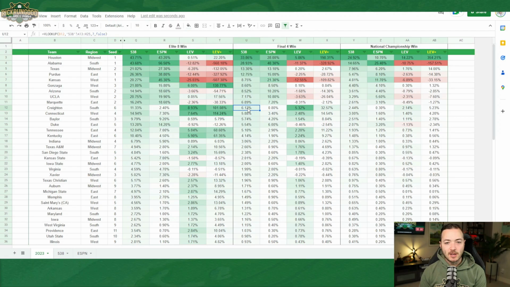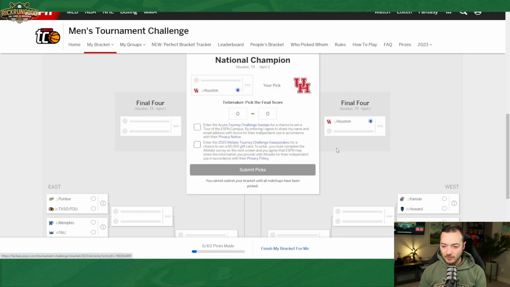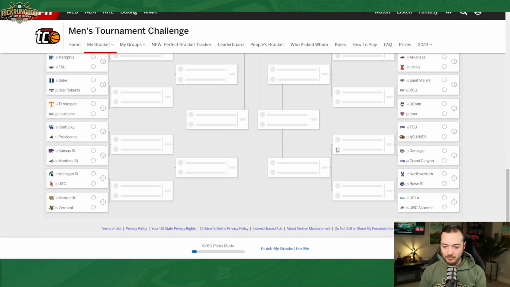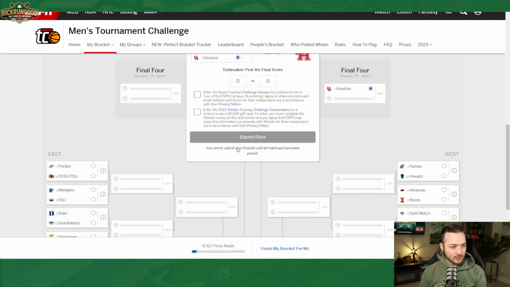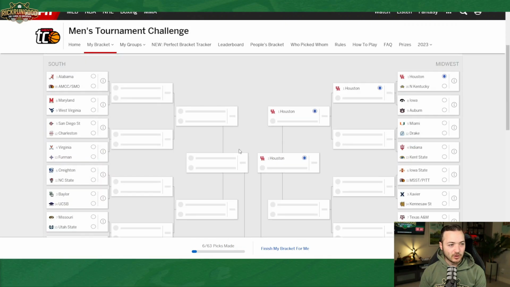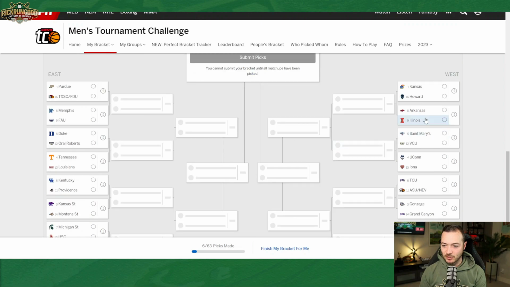So here's what we're going to do. I don't know where Gonzaga is on this bracket, so bear with me for a second. Oh, they're on Kansas's side. So where's Kansas? Okay, so they're here in the West somewhere.